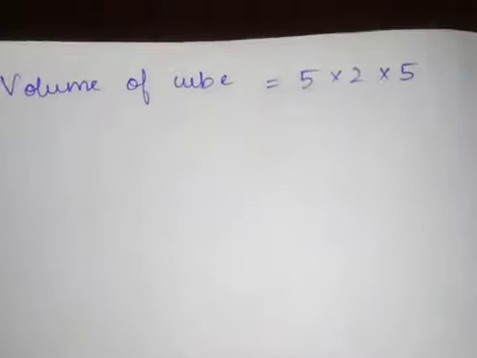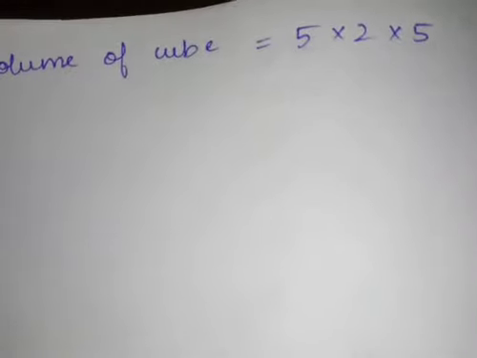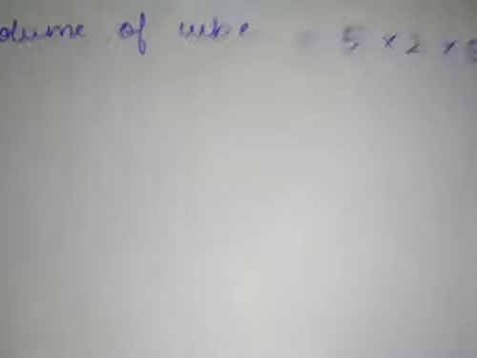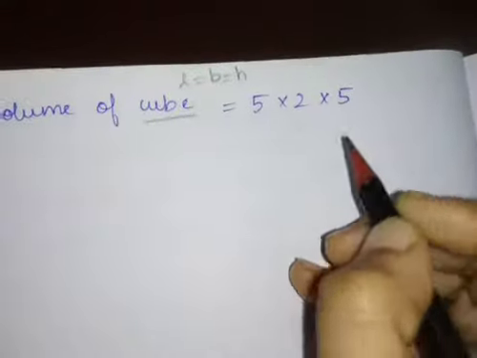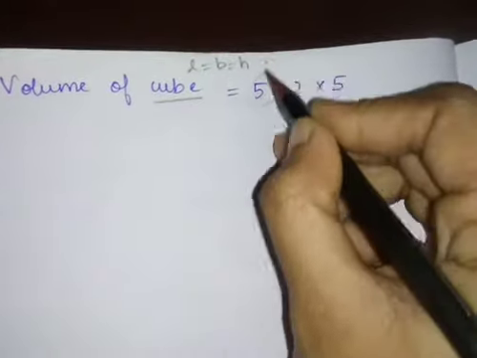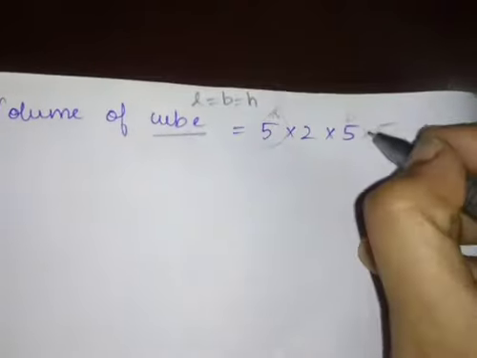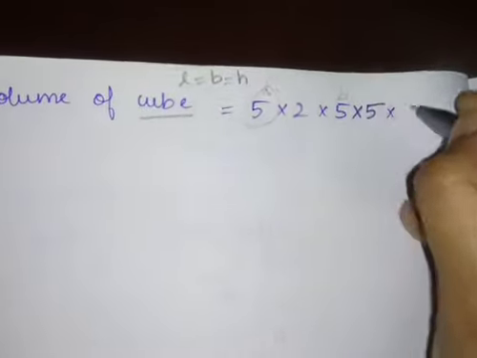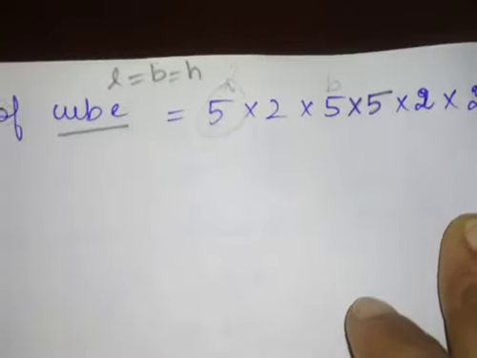If you want to make a cube, all the sides will be equal. In a cuboid it will be different. A cube is a three-dimensional figure of a square. In a square all the sides are equal, so in a cube also all the sides will be equal. In a cube, length will be equal to breadth will be equal to height. So if length is 5 cm, breadth is also 5 cm, then height also 5 cm. Next, if length is 2 cm, breadth is also 2 cm, height also 2 cm. Did you understand? Because it is a cube.